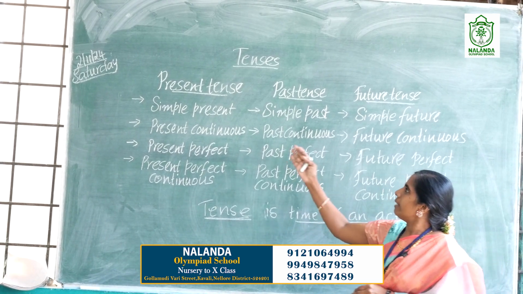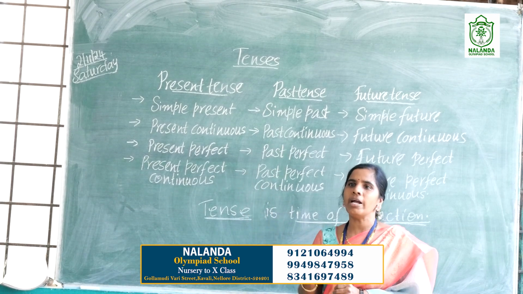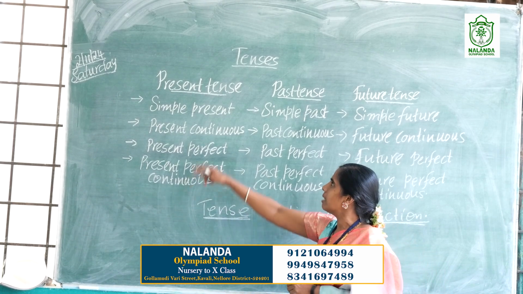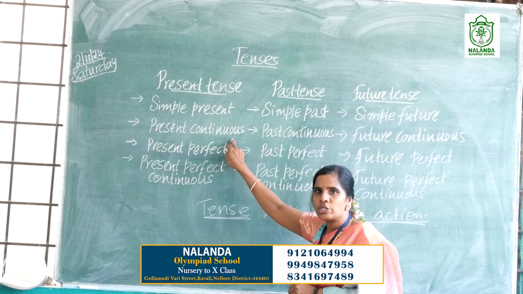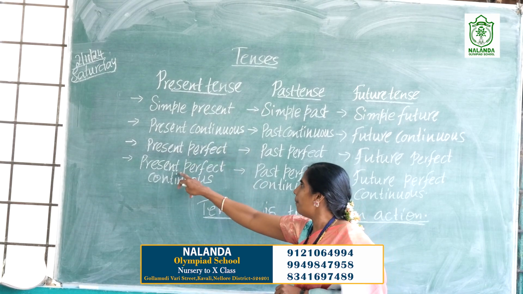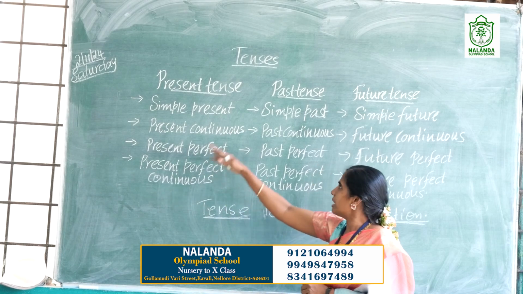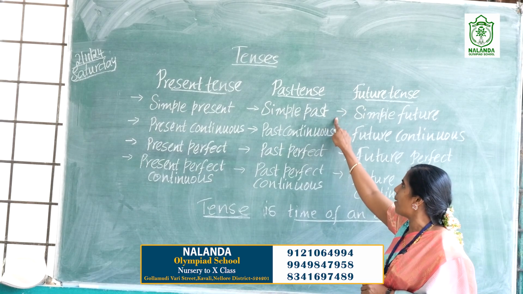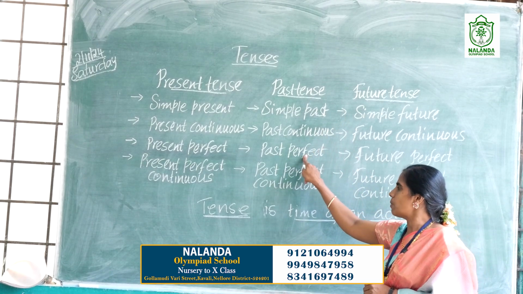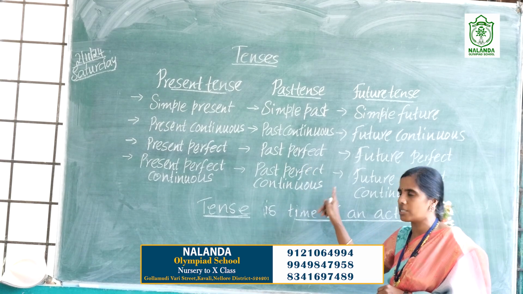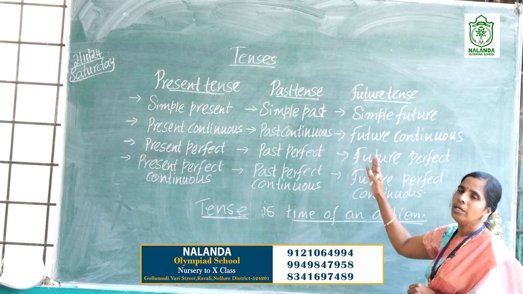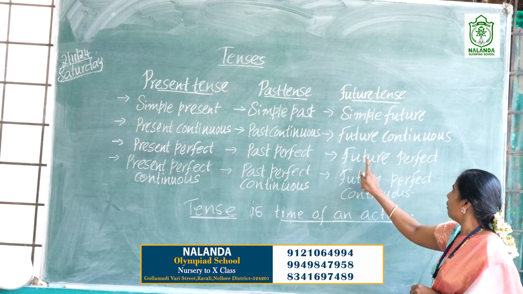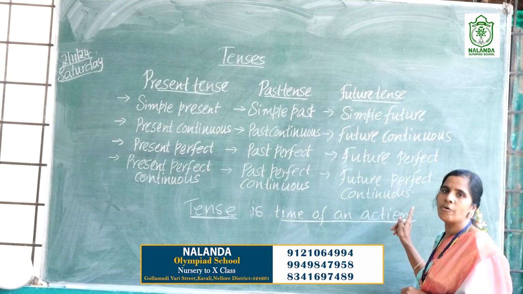Now this present tense has been divided into four sub-tenses, children. That is simple present, present continuous, present perfect and present perfect continuous. In the same way, past tense has also been divided into four sub-tenses: simple past, past continuous, past perfect and past perfect continuous. When it comes to future tense, again there are four divisions: simple future, future continuous, future perfect and future perfect continuous.